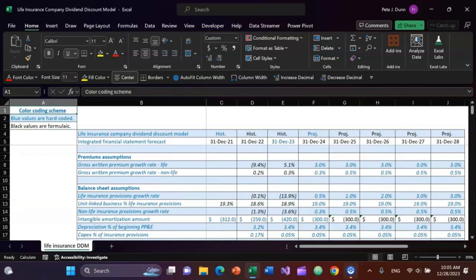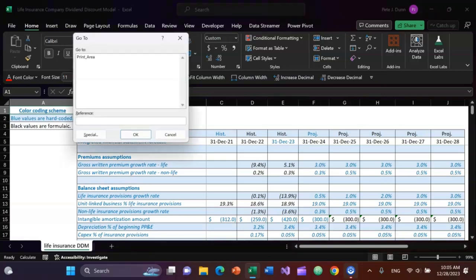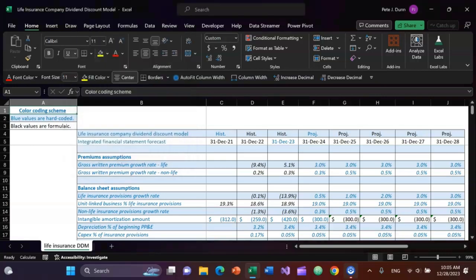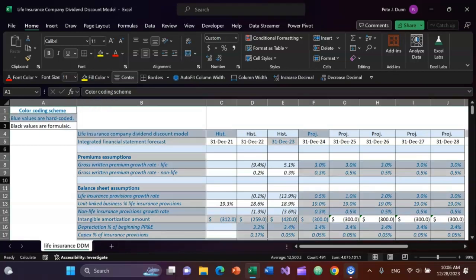First thing to note for today's video is the color coding scheme. Blue values are hard-coded, black values are formulaic. I want to show you how you can actually test to see whether that's true. So to select all the blue hard-coded values with the keyboard, you do F5, Alt S as in Sierra, O as in Oscar, press Enter. And it selects all of them for you.